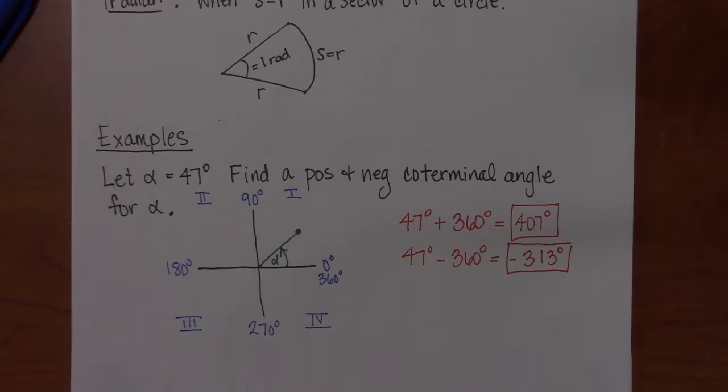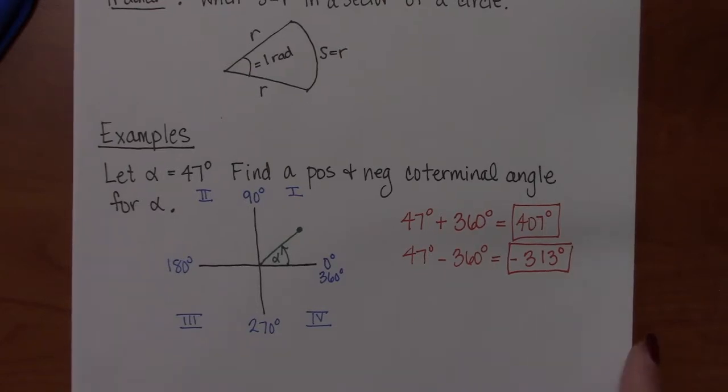Same thing here. If I said give me 2 negative coterminal angles, well, the first one would be negative 313. Then I would just subtract another 360, right? And we could do the same thing with radians, except we'd add or subtract 2 pi. Are we good? Okay.